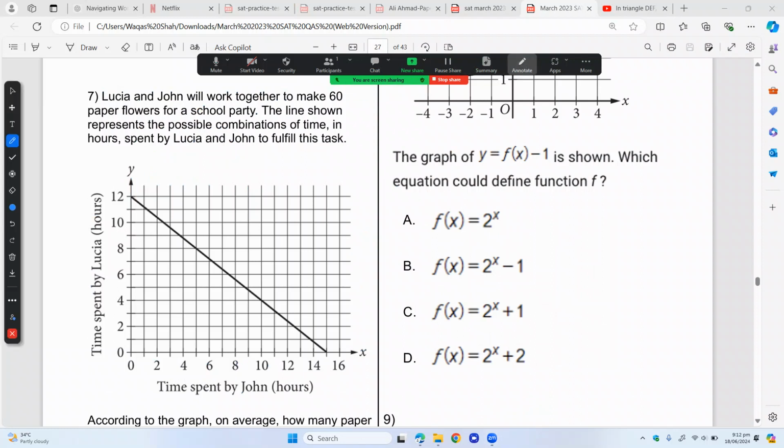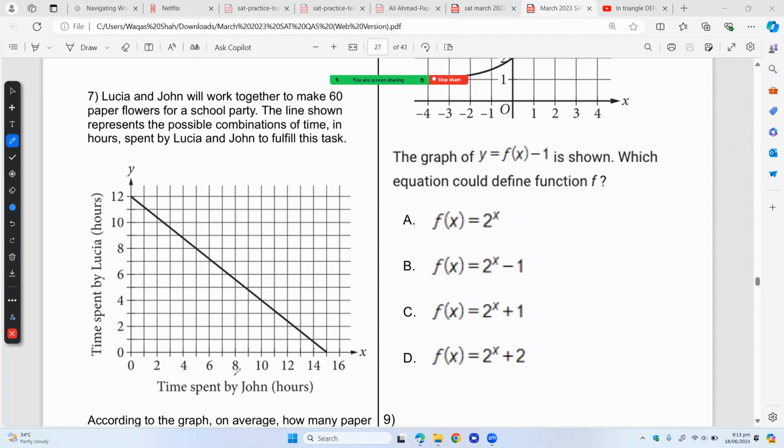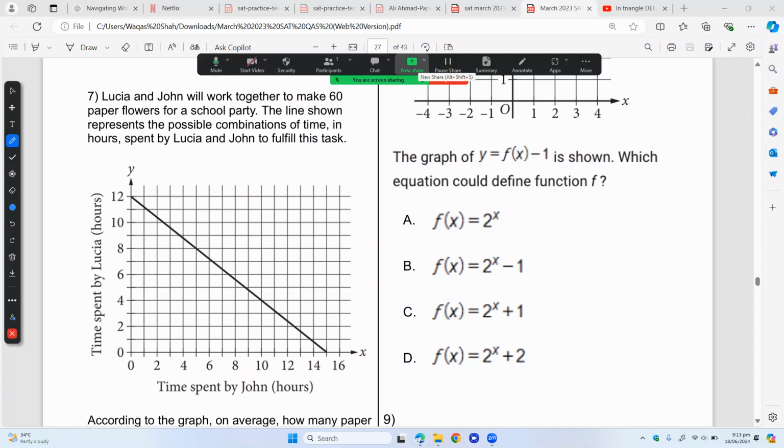In question 7, a graph is given, and it states that Lucia and John will work together to make 60 paper flowers for a school party. The line shown represents the possible combinations of time in hours spent by Lucia and John to fulfill this task. The horizontal axis represents the time spent by John, and the vertical axis represents the time in hours spent by Lucia. Let's first interpret this graph.